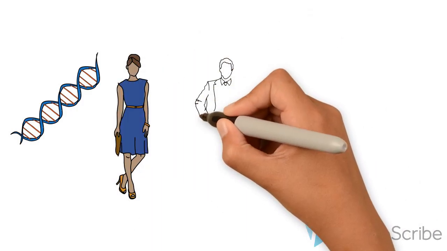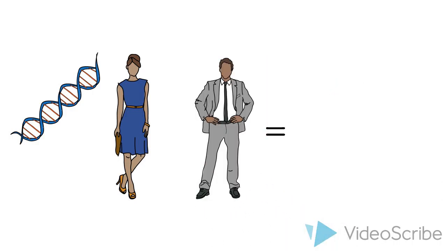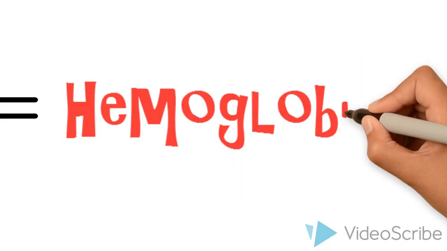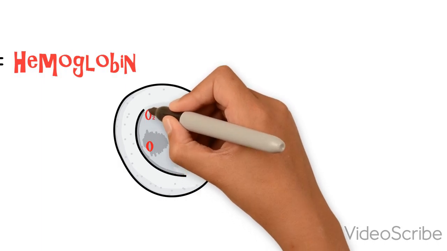So as I mentioned earlier, children born with this disease inherit a sickle cell gene from their mother's DNA and one from their father's DNA. The affected gene is responsible for the change in the hemoglobin. Hemoglobin is the oxygen-carrying protein of the red blood cell.